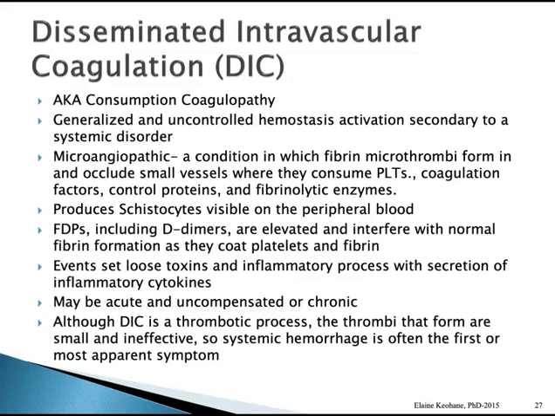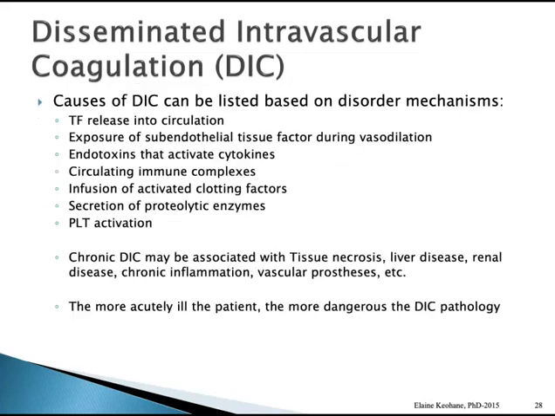Events in DIC set loose toxins and inflammatory processes with secretion of inflammatory cytokines. This can be acute and uncompensated, or DIC can also be chronic. Although DIC is known as a thrombotic process, the thrombi that form are small and they are often ineffective. So the real issue here with DIC is systemic hemorrhage, systemic bleeding, and it is often the first or the most apparent symptom.